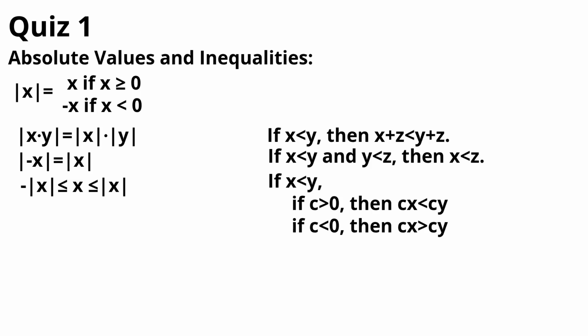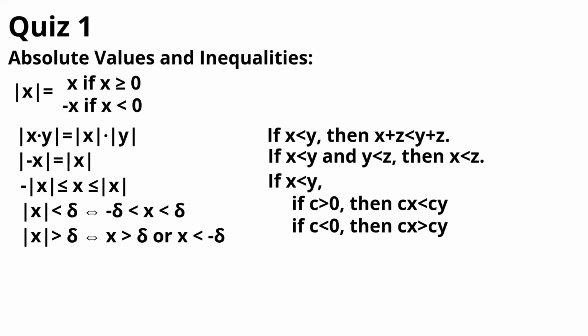Back to absolute values, the negative of the absolute value of x is going to be less than or equal to x, which is less than or equal to the absolute value of x. The absolute value of x, if it's less than some number delta, that implies that the negative of delta is going to be less than x, which is going to be less than delta. And if the absolute value of x is greater than this number delta, that implies that x is greater than delta or x is less than negative delta.